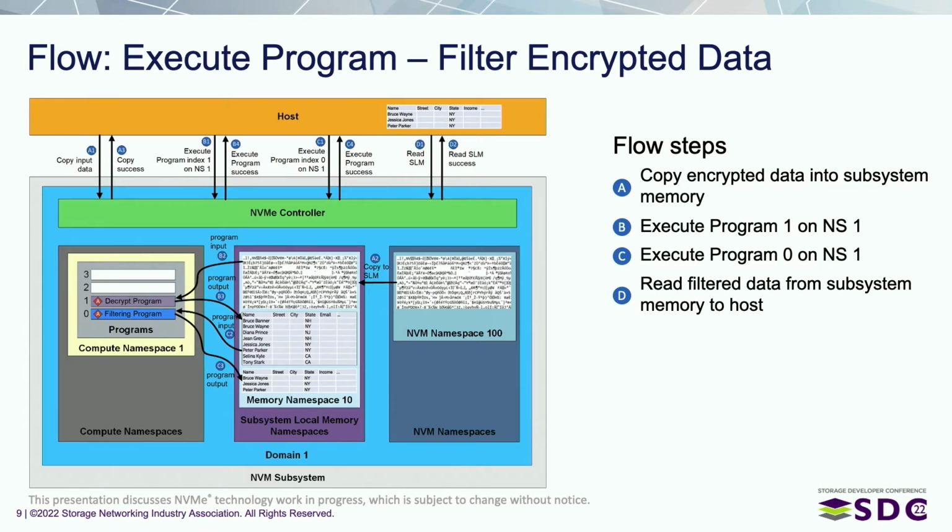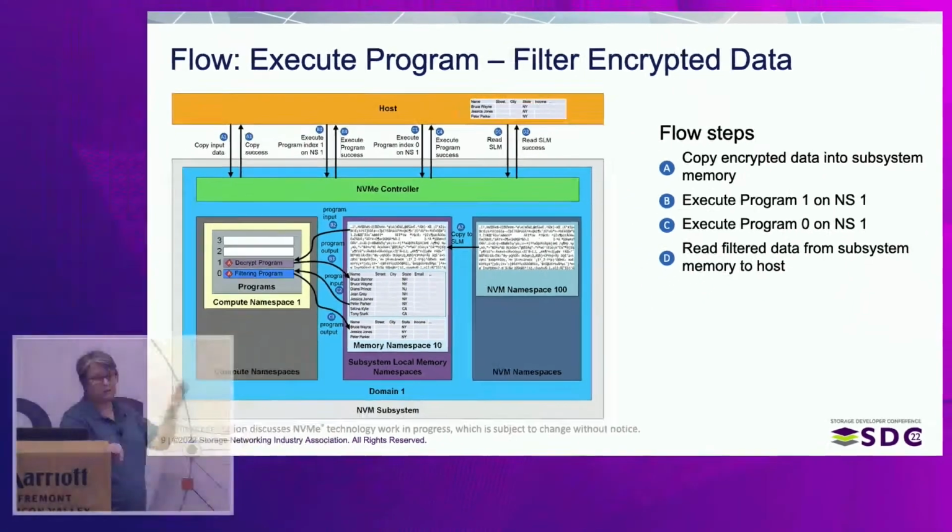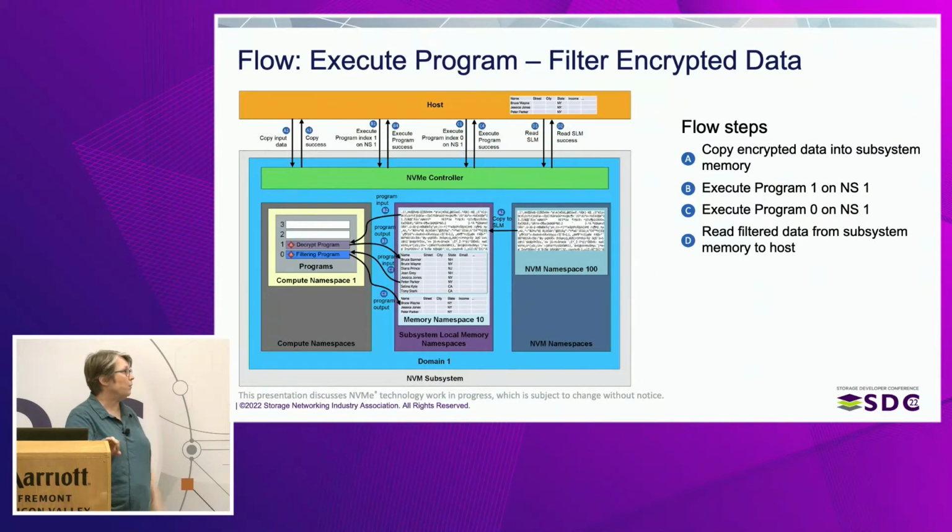After that step, because the host doesn't want to read back that data, it wants it filtered first. So the next thing it does is say, I want you to execute the program in slot 0, which is the filter program, against the data that was the output of the previous step. So it runs that execution. The filter program runs just like before and spits out only the records with the state of New York. Then finally, the host reads back the output like it did before.